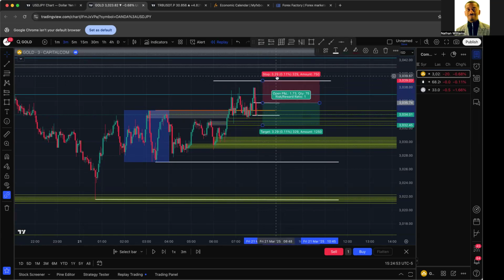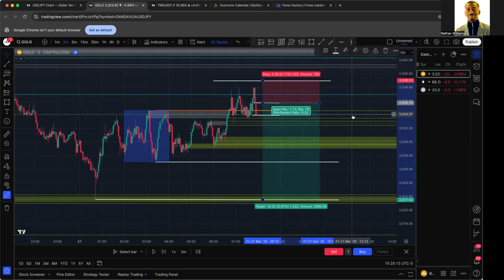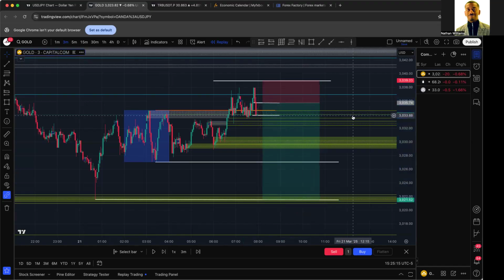That's a 32.9, call it 33 pip stop loss. Take profit number one is the low of London session. That's 86.7 pips. So you can see here, risk to reward ratio 2.64. So that's a 1 to 2.64 risk to reward. And then TP number two would be the low of the day, which you can see is a 1 to 4.32 risk to reward. All great trade setups.